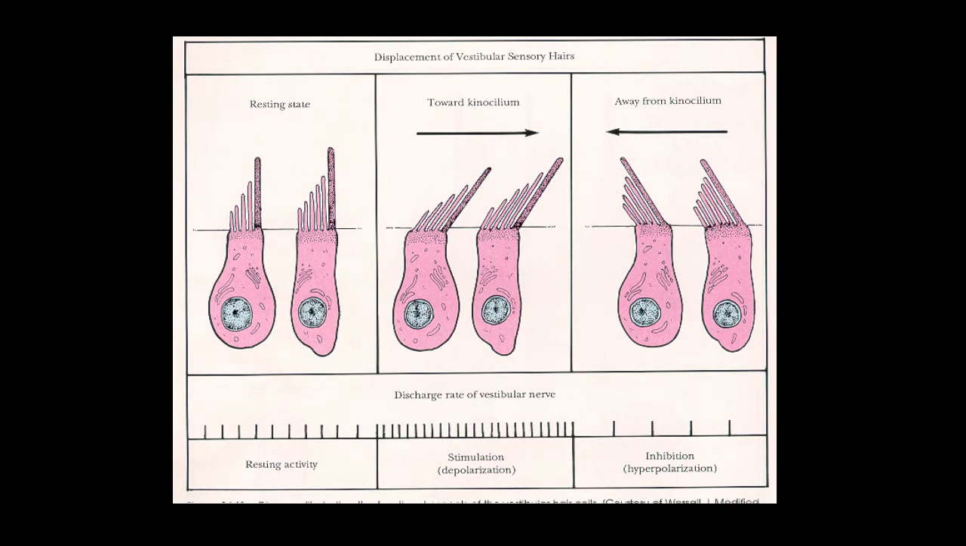This shows displacement of stereocilia on the vestibular hair cells, and it's showing the cells in a resting state, and as they're displaced towards the kinocilium, that will cause a stimulation and depolarization of the hair cell. As they're displaced away from the kinocilium, that will cause hyperpolarization, and the cells will return to a resting state.